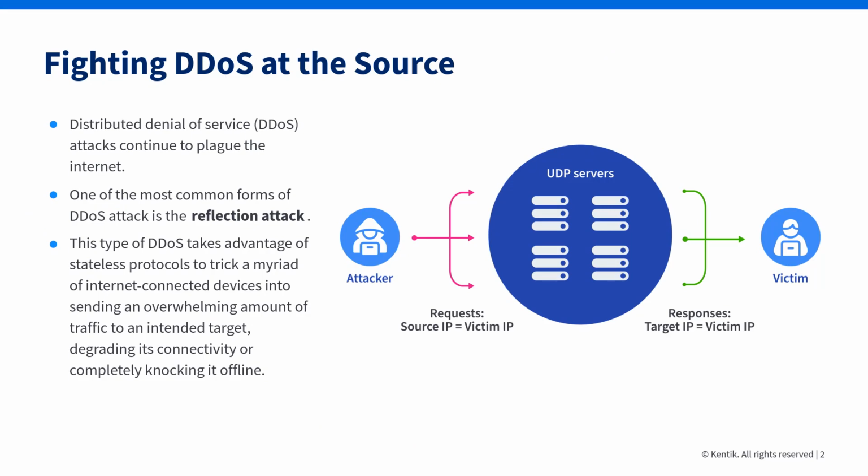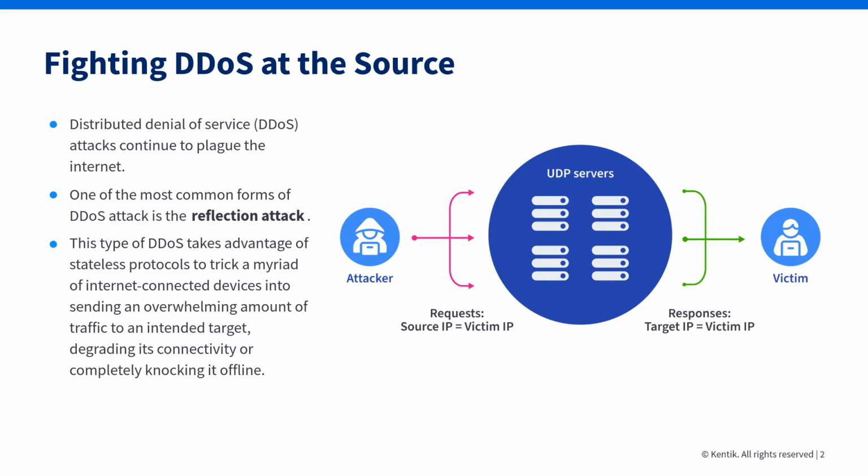So as you are likely familiar, DDoS attacks continue to plague the internet. They happen many times every day of various types, and every few weeks we find a novel new way to do a DDoS attack. It is an ongoing problem that affects just about every entity that has internet connectivity. One of the most common forms of DDoS attacks is a reflection attack. We'll talk about that in a minute.